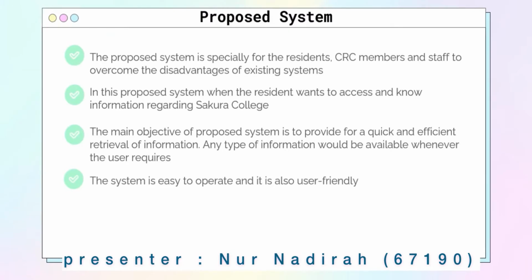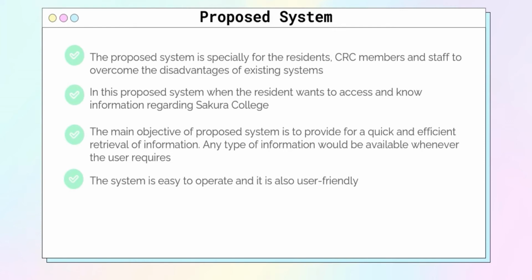Next, our proposed system is specially for the residents, CRC members, and staff of Sakura College to overcome the disadvantages of the existing systems. In this proposed system, the residents of Sakura want to access and know information regarding Sakura College. The main objective of the proposed system is to provide quick and efficient retrieval of information. Any type of information will be available whenever the user requires, and the system must be easy to operate and user-friendly.